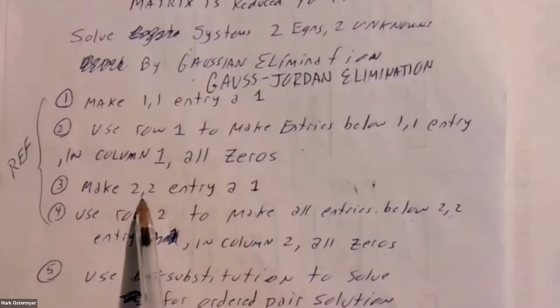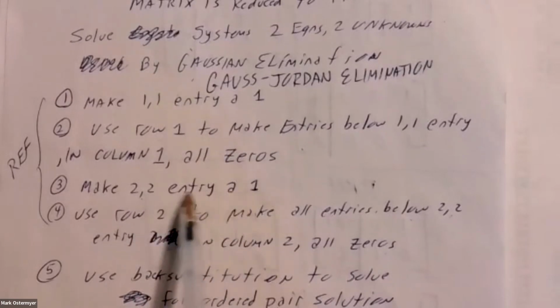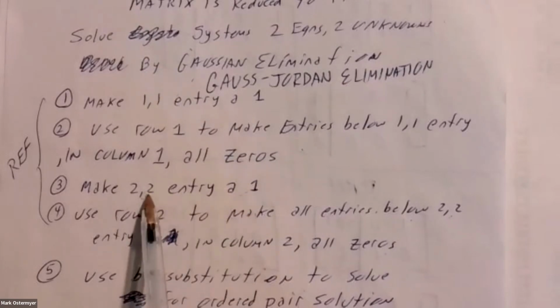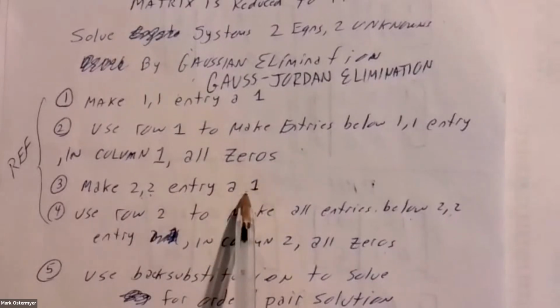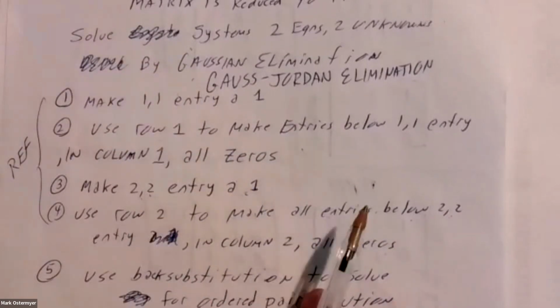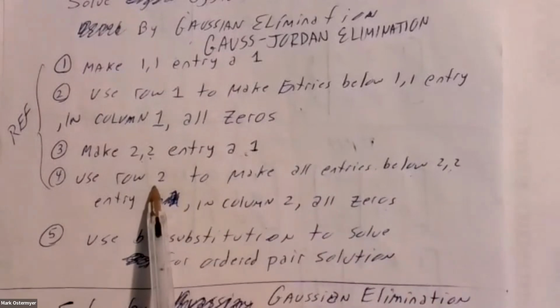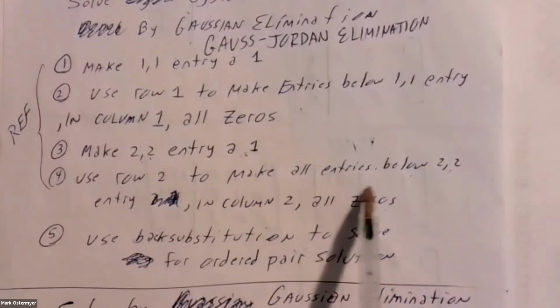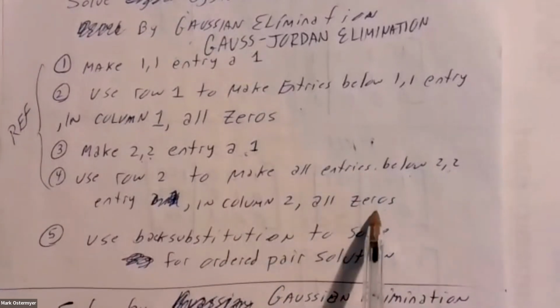Now we have to make sure our 2-2 entry becomes a 1. That's the next step. And to accomplish that, we normally have to multiply row 2 by a non-zero constant. So we have to make the 2-2 entry, the row 2, column 2 entry on the main diagonal, become a 1. Once we make the 2-2 entry a 1, we're then going to use row 2 to clear out the rest of column 2 below the main diagonal. That's to say that we need to make all the entries below the 2-2 entry in column 2 become 0.